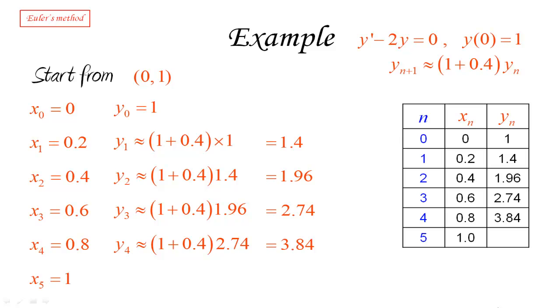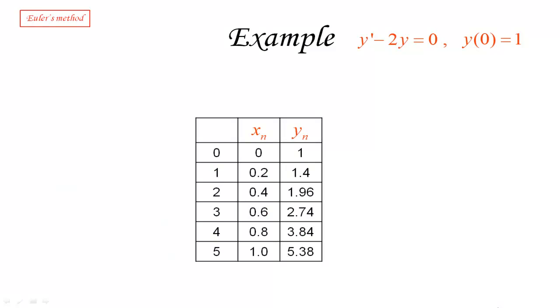Just one more. So the last one, we're going all the way from 0 to 1. It gives us 5.38. All right, so we have a table of values. Let's see what we can do with this table of values. Well, what we can do with this table of values, of course, is to use it to plot some points and see what the shape of this solution is.